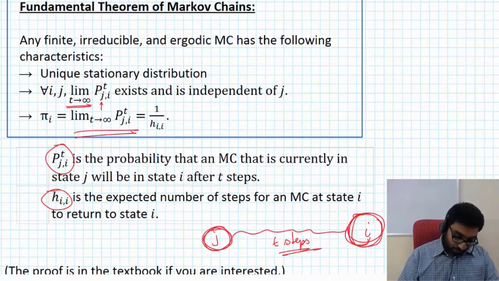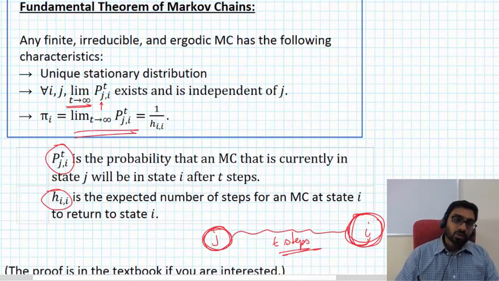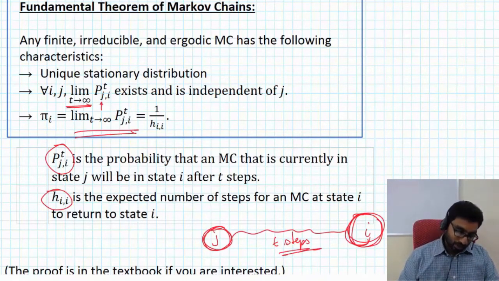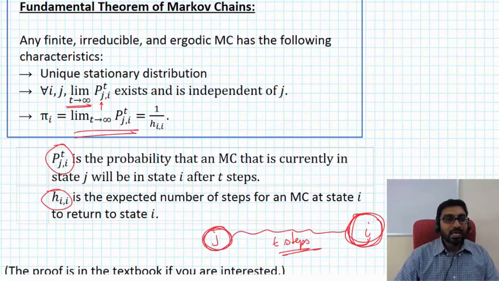And finally, let's remind ourselves what h_ii is. h_ii is the expected number of steps for a Markov chain at state i to return to state i. So you're at state i. How long does it take to take a walk, but then return back to i? If you look at 1 over h_ii, it gives you a sense of how frequently you will be coming back to state i. And quite naturally, that frequency is exactly equal to this limiting probability as t tends to infinity, that p j comma i superscript t. And that's exactly our pi_i, the probability with which at steady state the Markov chain will be at state i. So this is our fundamental theorem of Markov chains.